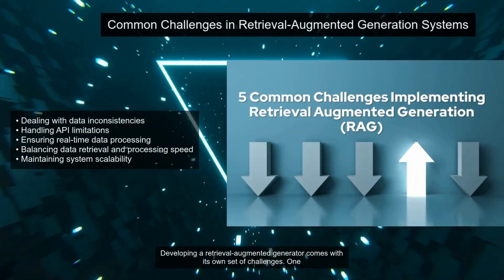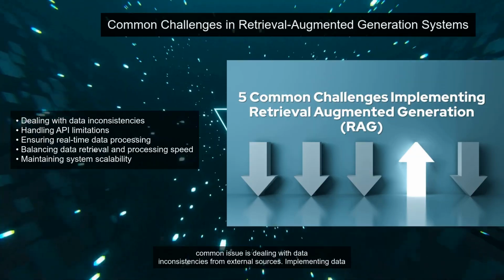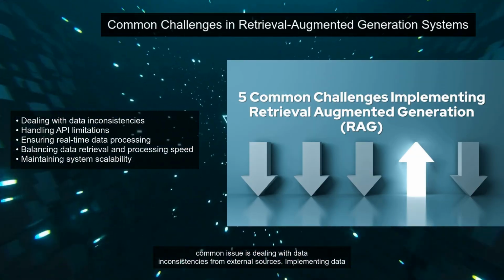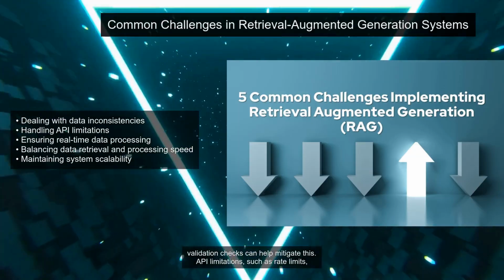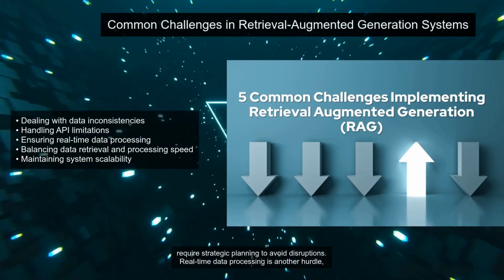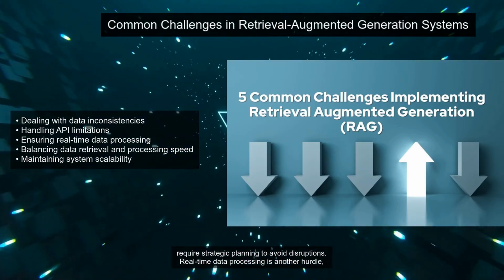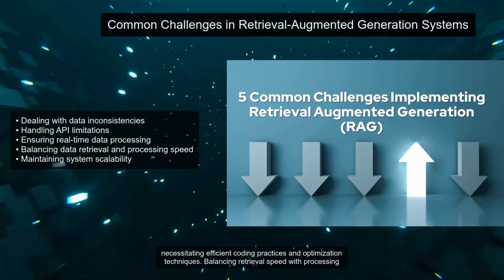Developing a retrieval-augmented generator comes with its own set of challenges. One common issue is dealing with data inconsistencies from external sources. Implementing data validation checks can help mitigate this. API limitations, such as rate limits, require strategic planning to avoid disruptions. Real-time data processing is another hurdle, necessitating efficient coding practices and optimization techniques.